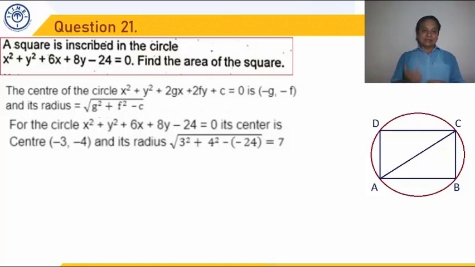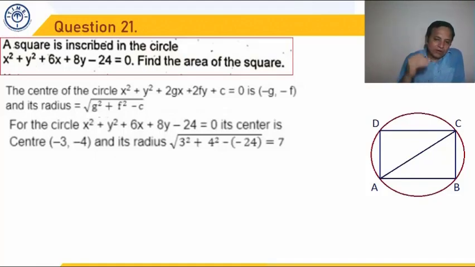And the radius is 3 square plus 4 square minus the constant term. Minus of minus 24 becomes plus 24. So 9 plus 16 is 25, plus 24 is 49 inside the root. So the answer comes out to be: radius is 7. By using the basic formula, we get the coordinates of the center as minus 3, minus 4 and radius is 7.